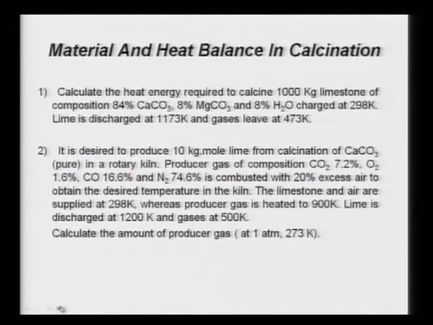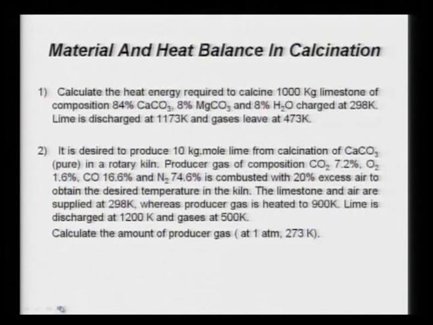These kilns are around 20-24 meters long and they are frequently heated by an external source of energy, for example, oil or producer gas. So, this problem is concerned with that. You see that producer gas of composition CO2, O2, CO and nitrogen is combusted with 20% excess air to obtain the desired temperature in the kiln, because normally the temperature inside the kiln is very high and it may go to the order of 1500 degrees Celsius.